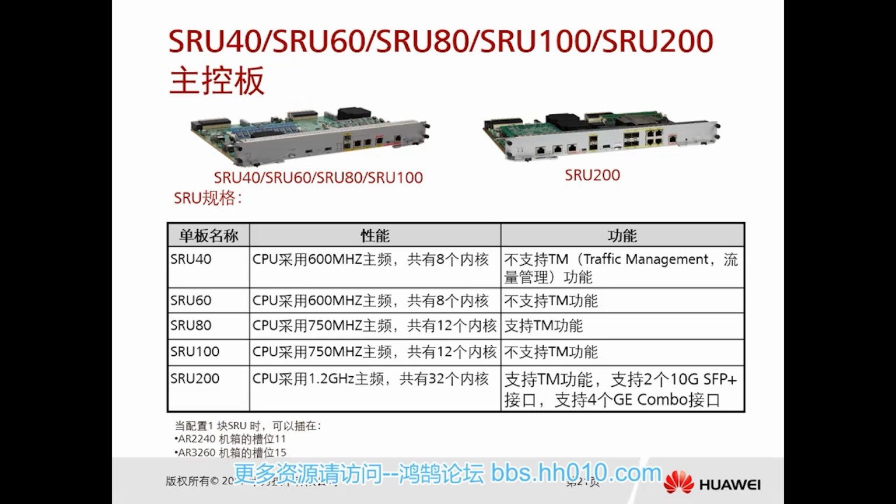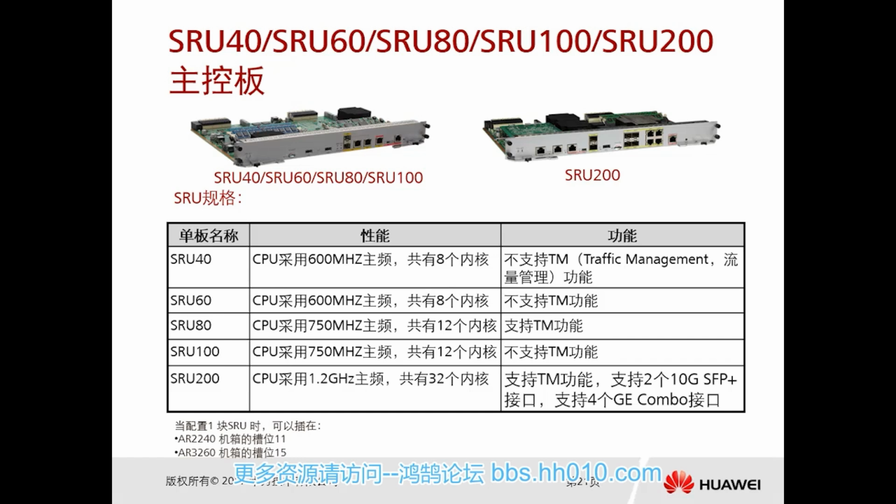What about 60 and 80? The difference is mainly in the TM function, and the CPU that was just mentioned must have changed. TM, the traffic manager, refers to the traffic management functionality: one supports it, the other does not. And then the best one is SRU 200. Its main frequency reaches 1.2 GHz, it has 32 cores, and it also supports traffic management.